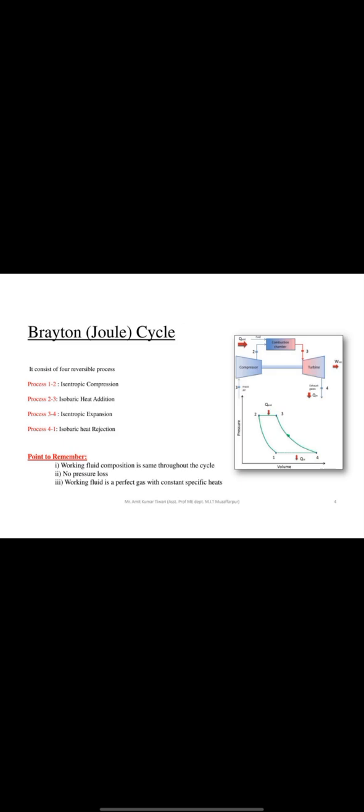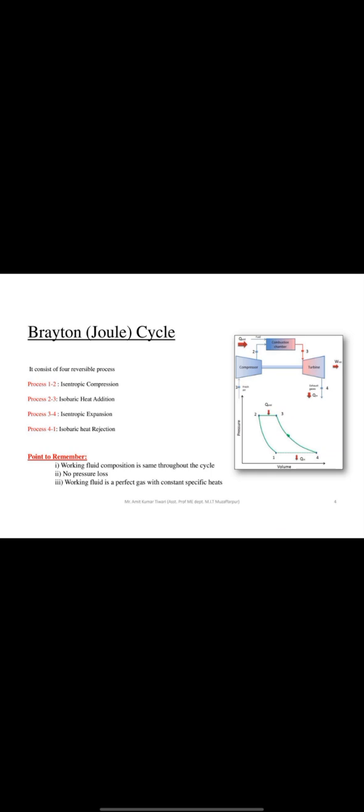Let us see the Brayton cycle. The Brayton cycle is also known as the Joule cycle. It consists of four reversible processes. Firstly, we have to assume that there will be no pressure losses and the working fluid composition is the same throughout the cycle. The working fluid is a perfect gas with constant specific heat.